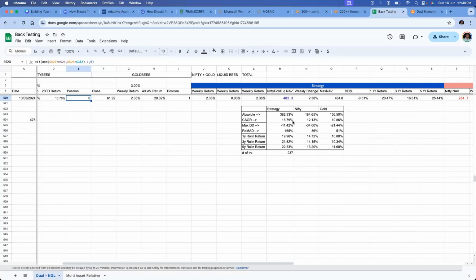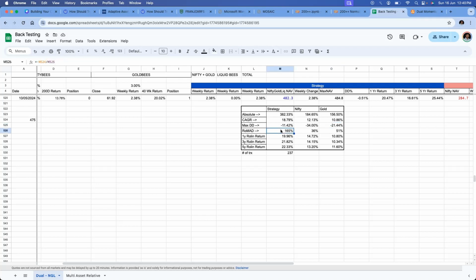You can get an understanding of the strategy. So you see that the overall strategy has performed in absolute terms by 382%, whereas Nifty gave 184 and gold gave 156. And if you see in terms of CAGR, the strategy gave around 18.5%, whereas Nifty gave 12% and gold around 11%. Now, the advantage of this strategy is that it also has lesser drawdowns. You can see that the max drawdown of the strategy is around 11.26%, whereas Nifty had minus 34% and gold had minus 22%.